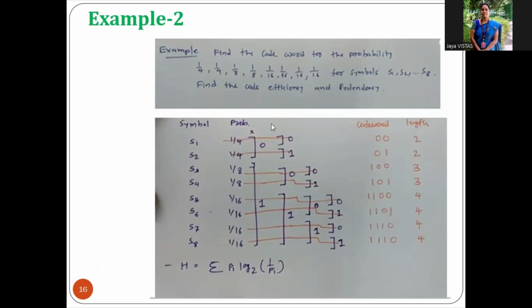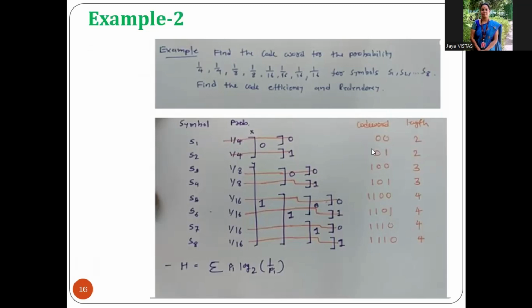So here the first step is arranging the probabilities in decreasing order. The highest one is 1 by 4, so first we put 1 by 4, 1 by 4, then 1 by 8, 1 by 8, then the last ones 1 by 16 up to 1 by 16. Then divide this into two groups. The first two symbols are one group, then S3 to S8 are the other group. Assign 0 and 1. Then the steps are repeated until only two symbols are left. Then trace the code word.